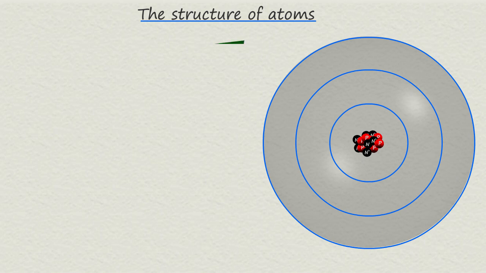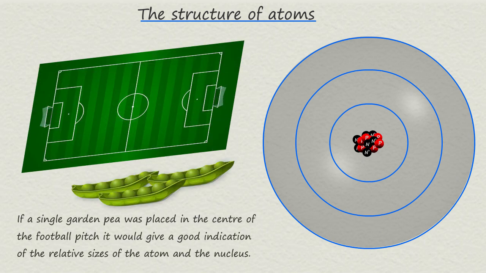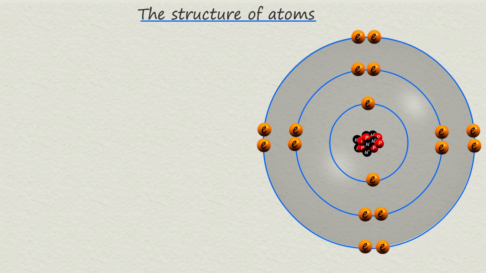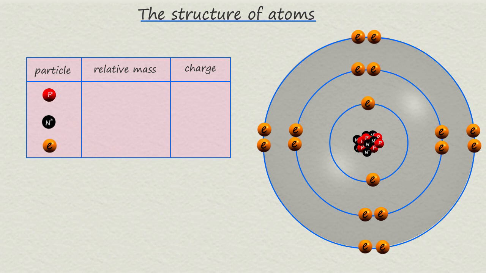An analogy which is often used to compare the size of the nucleus to the size of the atom is that it is the size of a garden pea compared to a football pitch. While the nucleus contains the protons and neutrons, the electrons are found in the energy levels or shells. In the image of the atom shown, there are 3 electron shells. The first shell can hold a maximum of 2 electrons, while the second and third electron shells can hold up to 8 electrons.